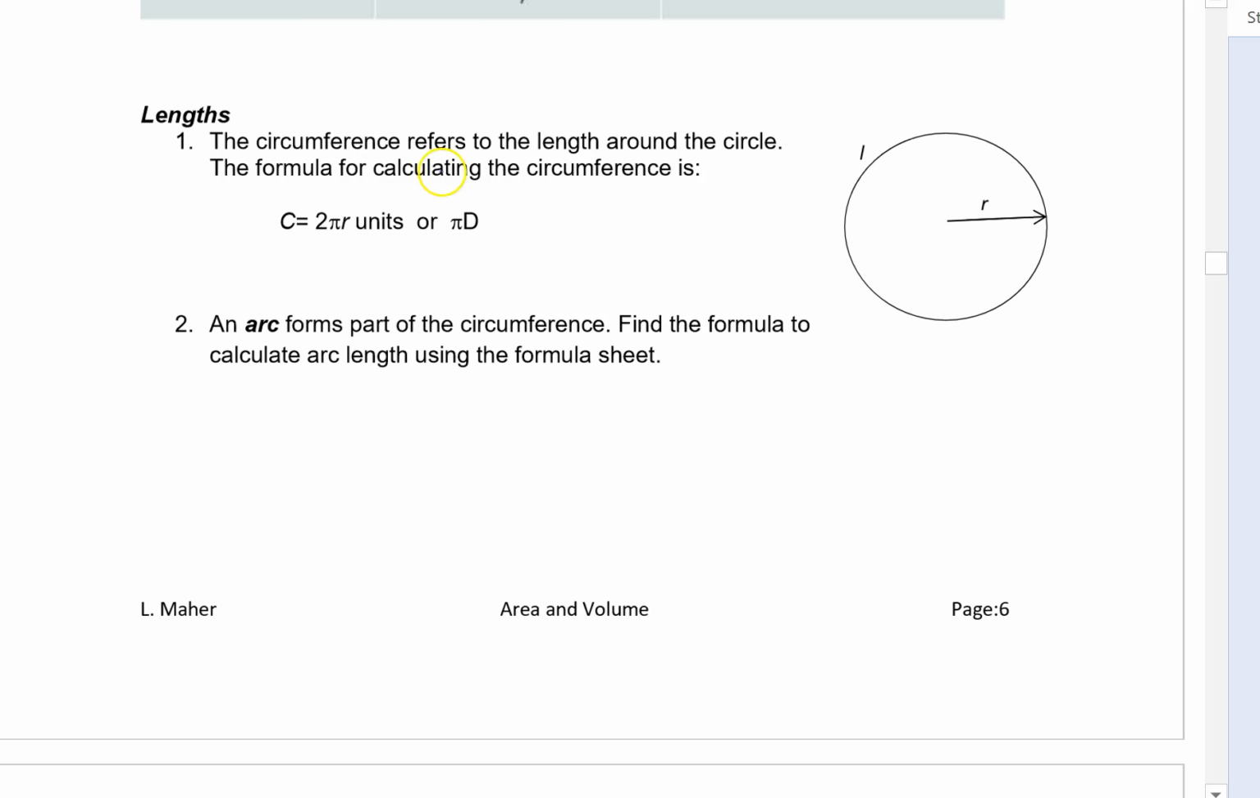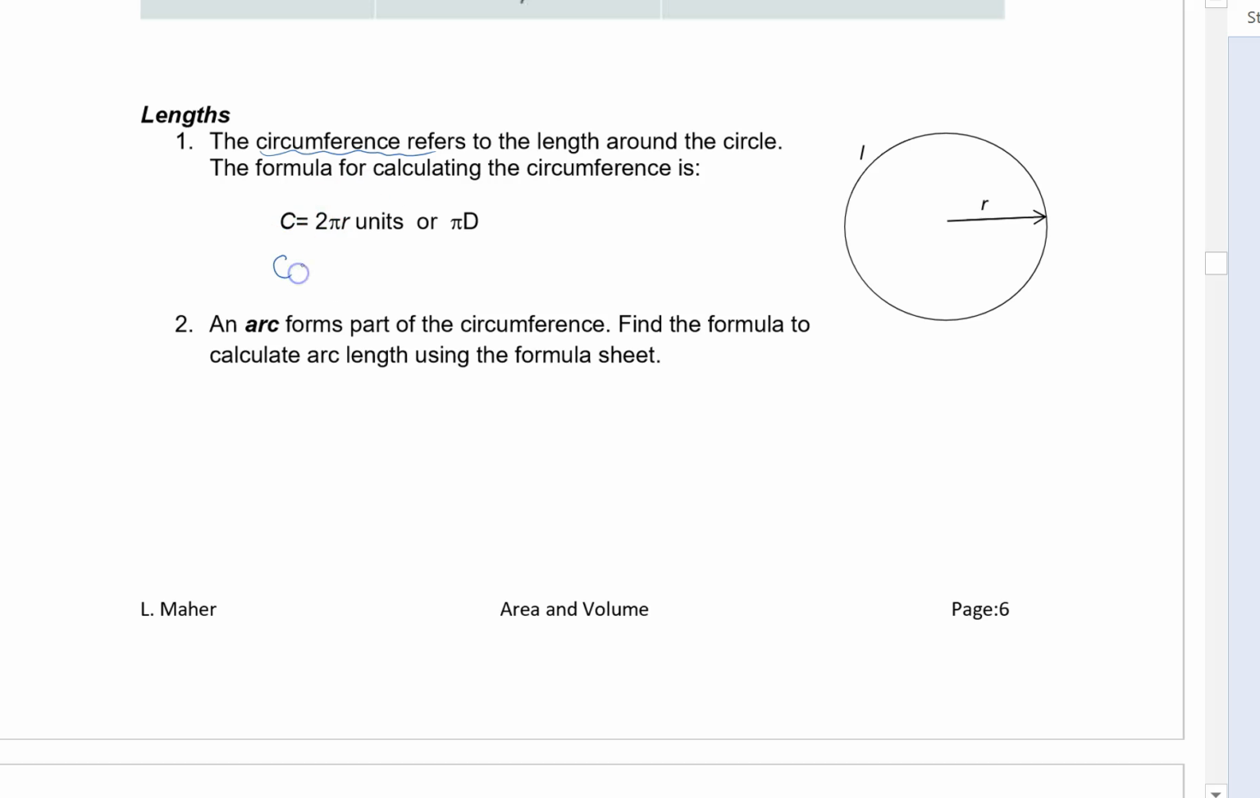The circumference refers to the length around the circle, the circumference. Please, I'm pretty sure that's not on the reference sheet. But either way, please make sure you check to see whether it is or not. It can be written in 2 ways.